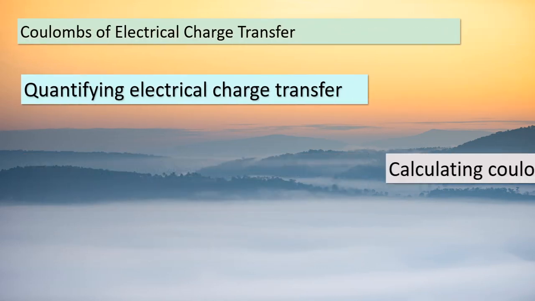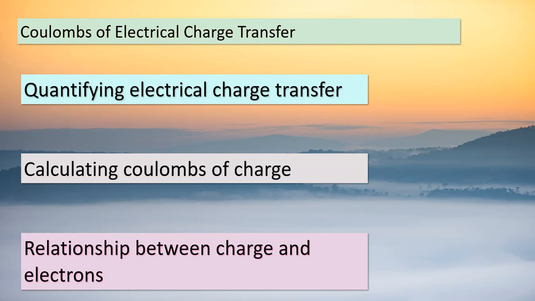Hello again, dear students. Let's explore the world of electrical charge and its connection to the battery discharge process. We often measure electrical charge in coulombs, a unit that represents the flow of electrons. But how do we calculate the coulombs of charge transferred during the battery's operation? Well, it's linked to the number of electrons involved in the half-cell reactions. As electrons move from the anode to the cathode, electrical charge is transferred.